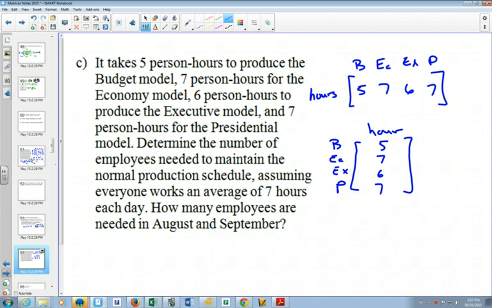Determine the number of employees needed to maintain normal production schedule, assuming everyone works an average of 7 hours each day. So we'll do the normal, and then we're going to look at August and September.